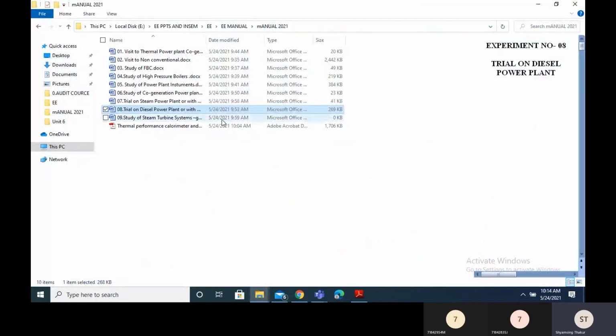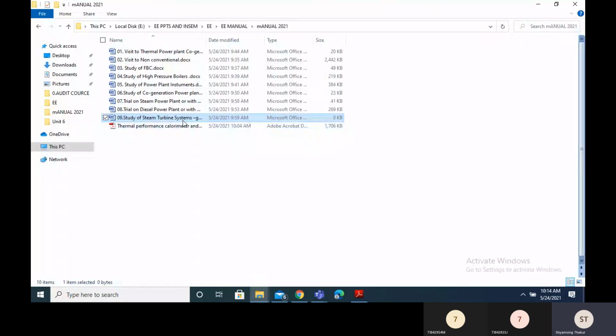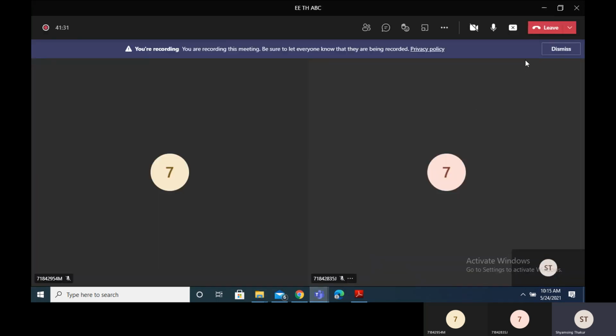And here I have kept one extra experiment, that is the study of steam turbine systems: governing systems, protective devices, lubricating system, glands and sealing systems. You have to surf data related to it, filter it, arrange it conceptually and then upload it. So this is the submission for experiment number 9. This is all, and I am now embedding it in your meeting file.